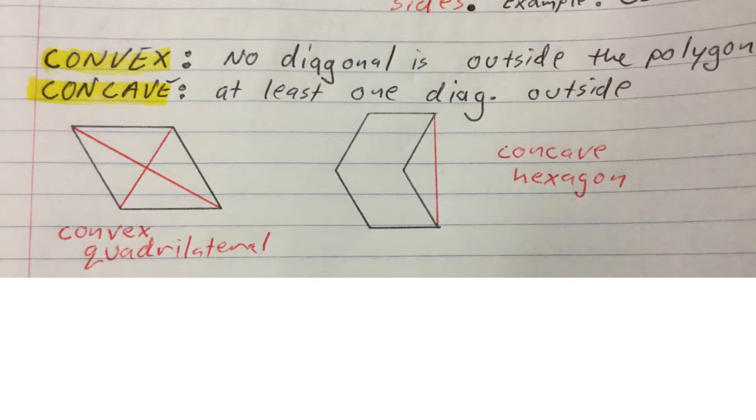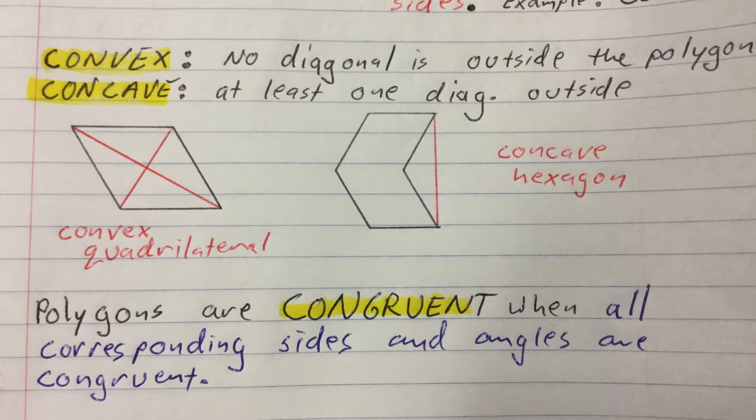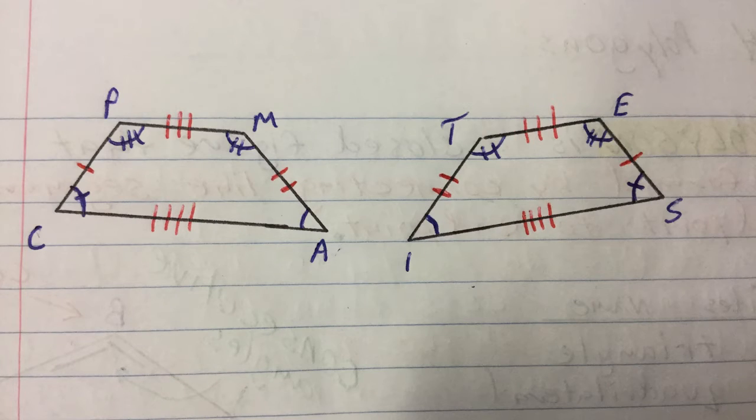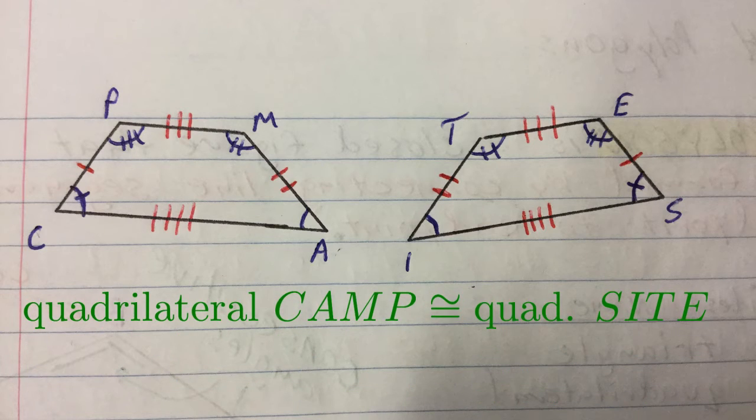One final definition for this section: we would say that polygons are congruent when all the corresponding sides and the corresponding angles are also congruent. Let me show you an example. Here we have 2 quadrilaterals, and because of those congruence markings, I know that all 4 pairs of sides are the same. And likewise, I see that all 4 pairs of angles are the same. So that means that quadrilateral CAMP is congruent to quadrilateral SITE.